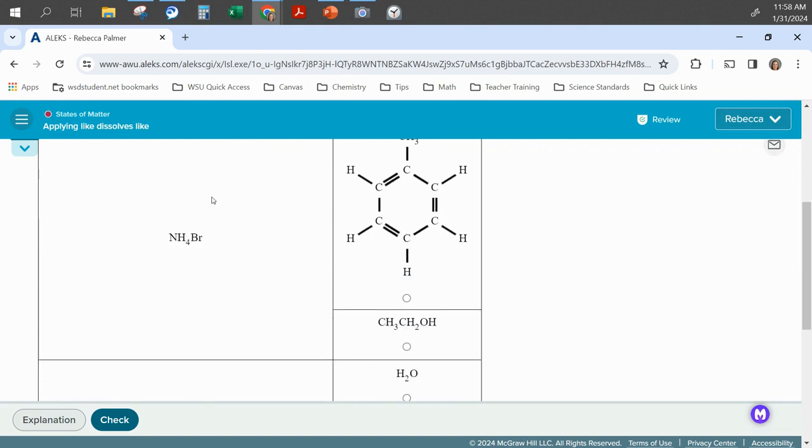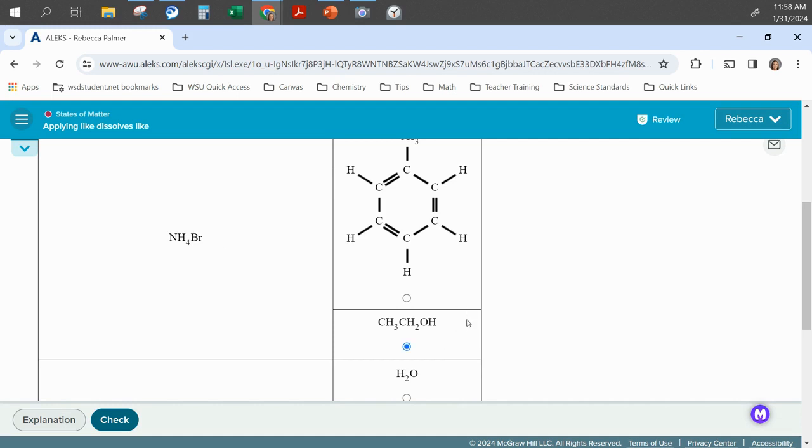Okay, how about this one? This is ammonium bromide. So you're probably the second. This one is the bottom one because this is ionic. This is one of those exceptions. NH4 doesn't have a metal, but we have a positive and a negative charge.